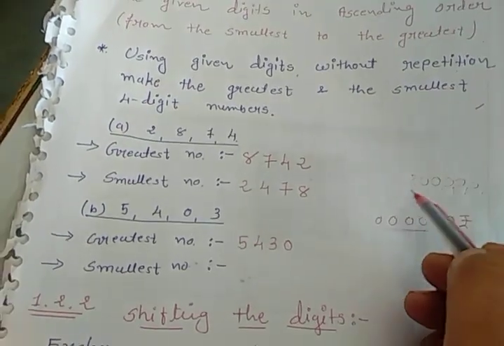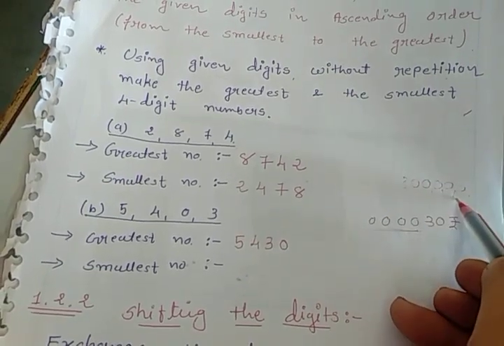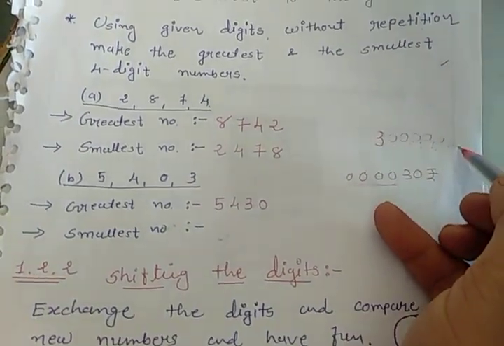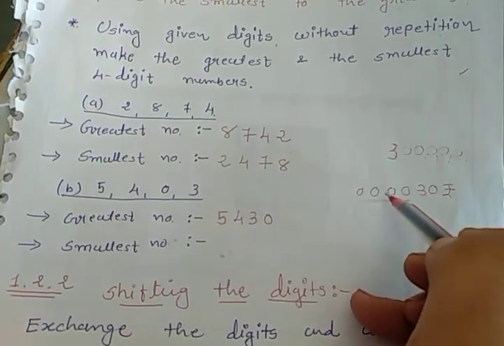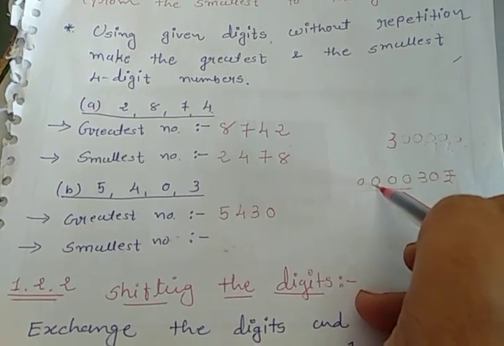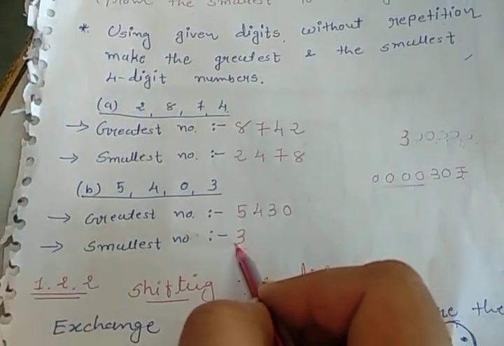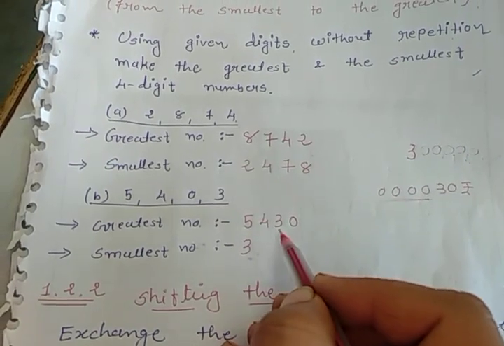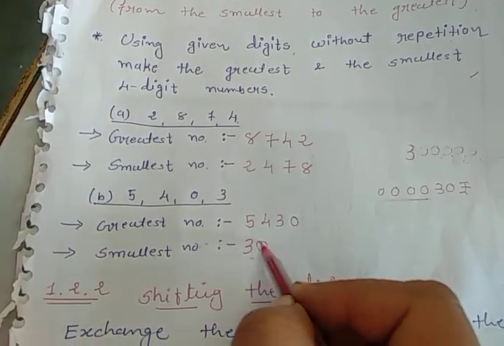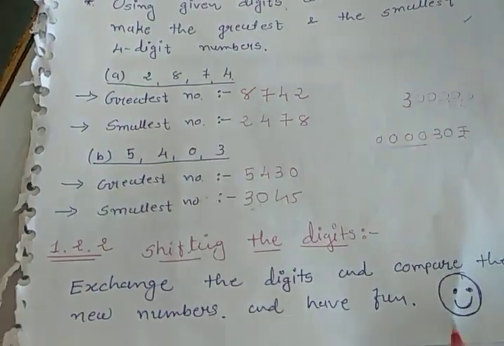Okay, so if I'm adding 0 after the digit, it will change the value of the given number. But if I add the 0 before it, it will not change the value. That's why we will start from 3, because the smallest digit except 0 is 3. 3, then we can add 0. 3, 0, 4, 5. Clear?